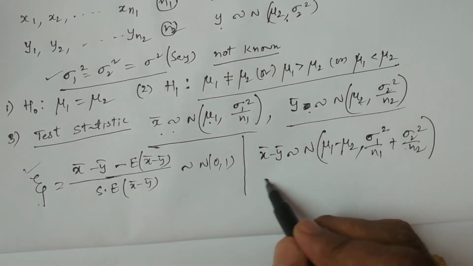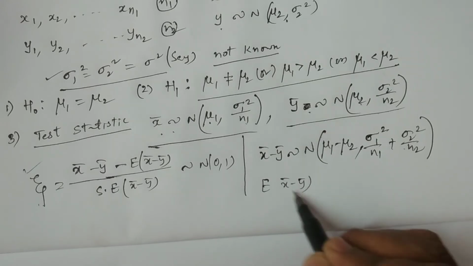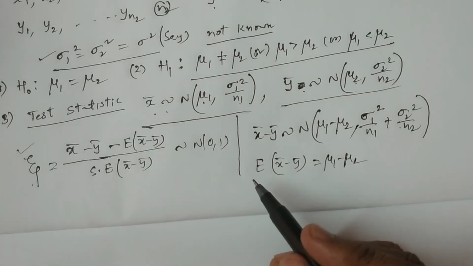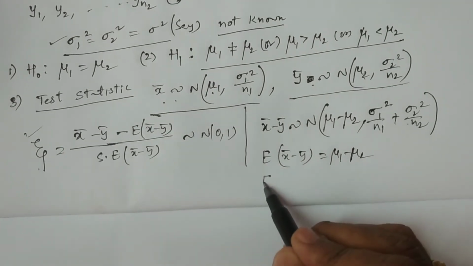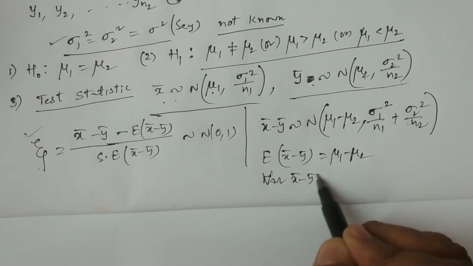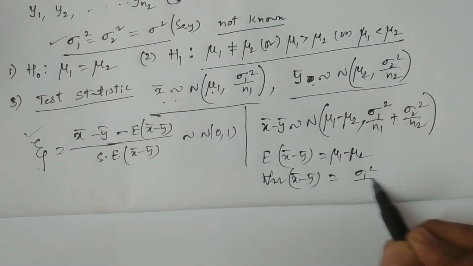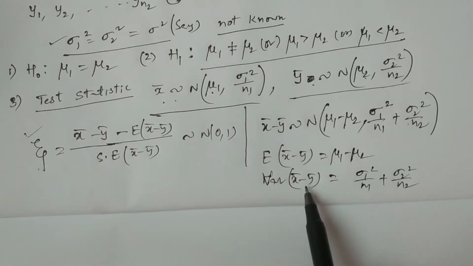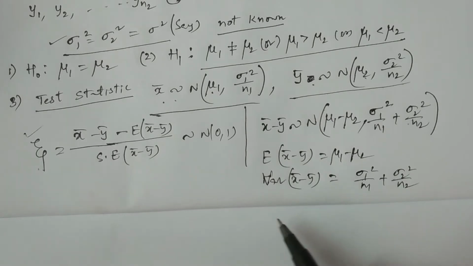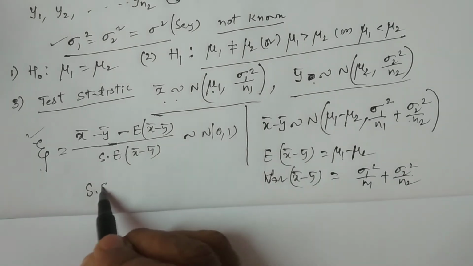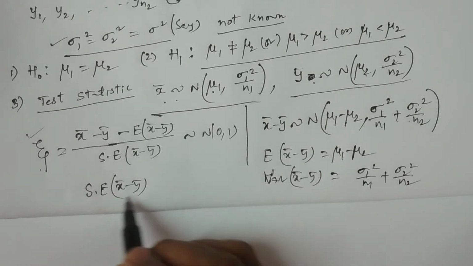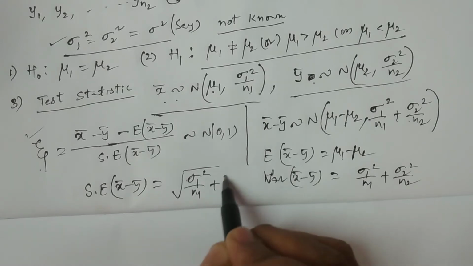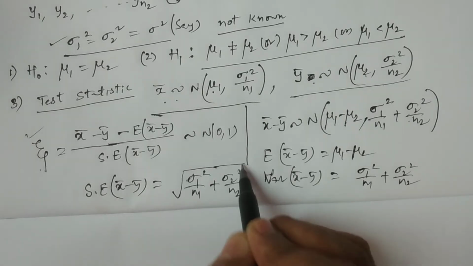That is, the expectation of X bar minus Y bar is equal to mu1 minus mu2. We already calculated this in the large sample theory, so you can go and follow that. And the variance of X bar minus Y bar is sigma 1 square by n1 plus sigma 2 square by n2. If you take the square root, you get the standard error. So the standard error of X bar minus Y bar is the square root of sigma 1 square by n1 plus sigma 2 square by n2.